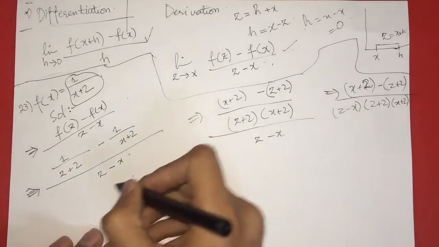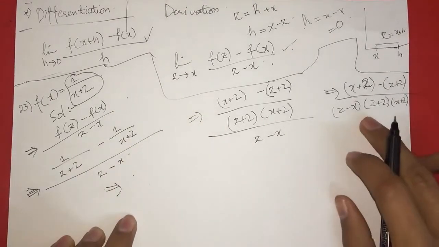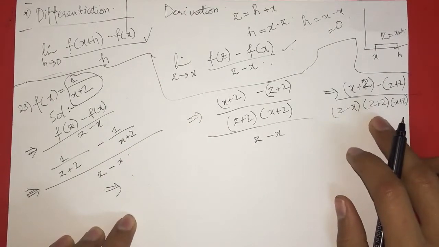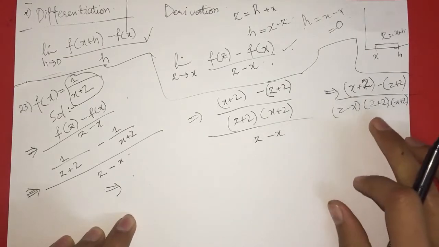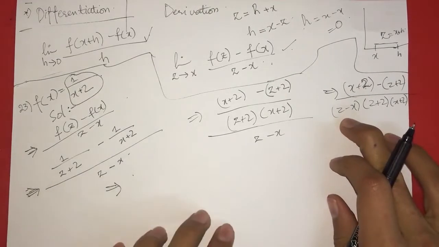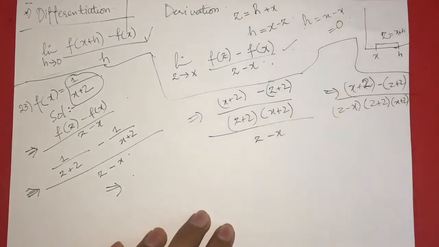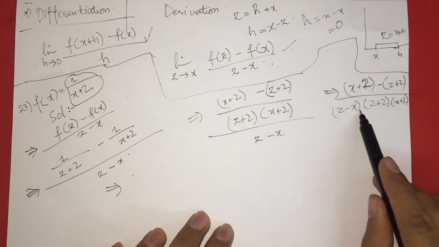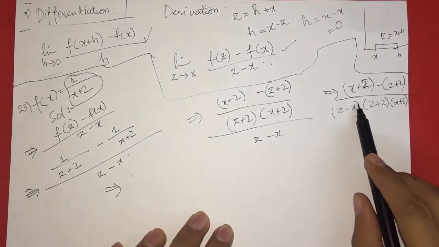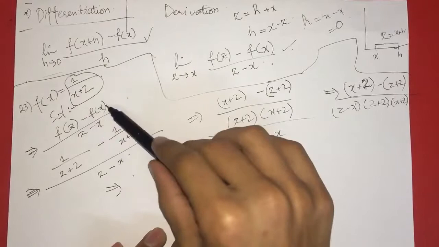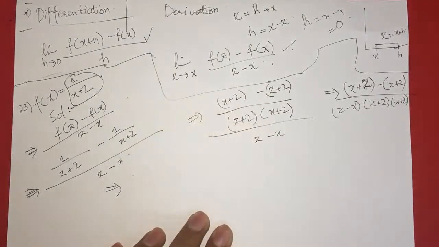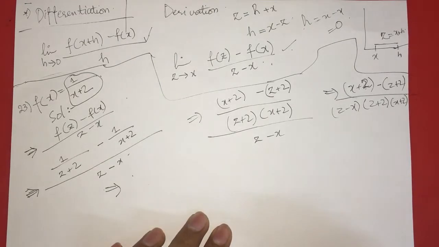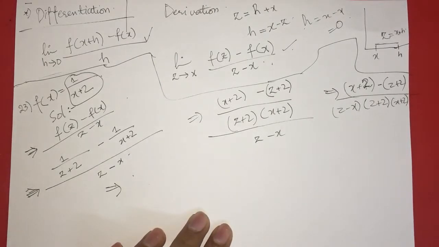Okay, so now what we want is to cancel out this z minus x term, because when you multiply this, or what was the question, x plus 2. Alright, so let's see what we did wrong. 1 divided by z plus 2 minus x plus 2, minus z plus 2.